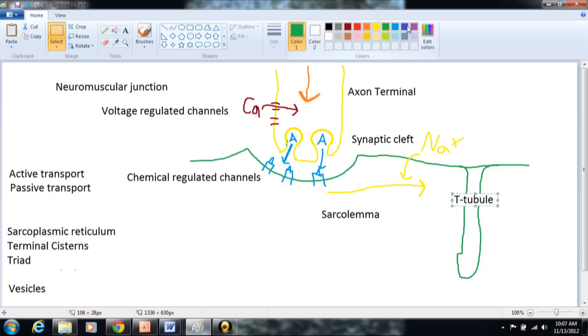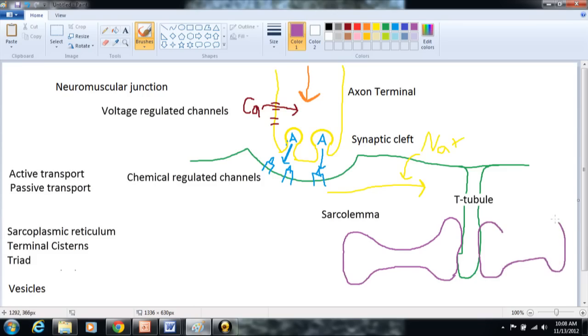Those butt up against the sarcoplasmic reticulum. And the sarcoplasmic reticulum is on the outside of our sarcomere, which is the functional unit of the muscle cell. Okay, the T-tubule then receives that same signal, okay, and passes it along to our sarcoplasmic reticulum.